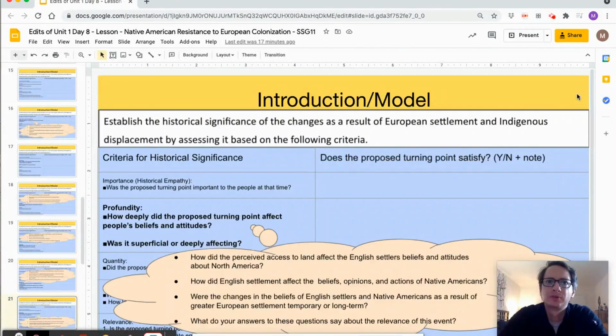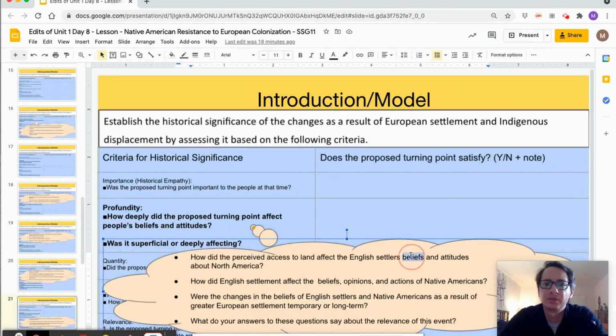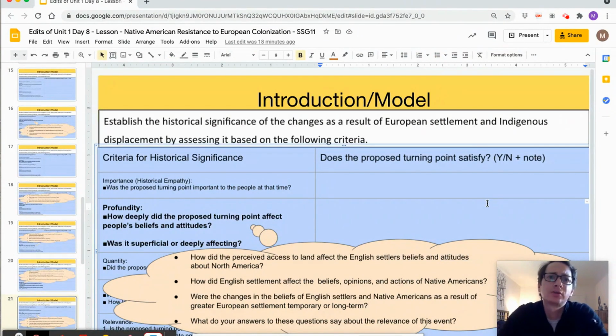So let's go back to profundity, which is related to the word profound, meaning to have deep insight. And the way that it is used here is we're really looking to determine how deeply this event affected people. You can see that as we think about these things, we should consider how it affected the beliefs and attitudes of both the indigenous people and the English settlers. And when thinking about whether this was really deep or only superficial, it might also be useful to think about whether the changes you think of for these first two questions were temporary or short-term.